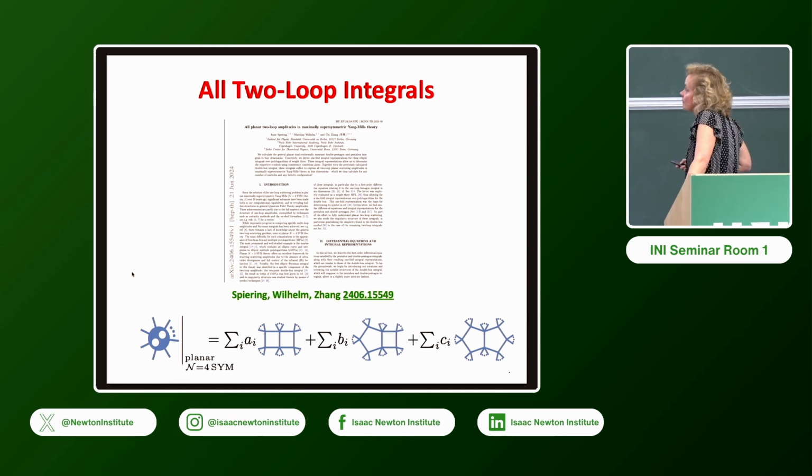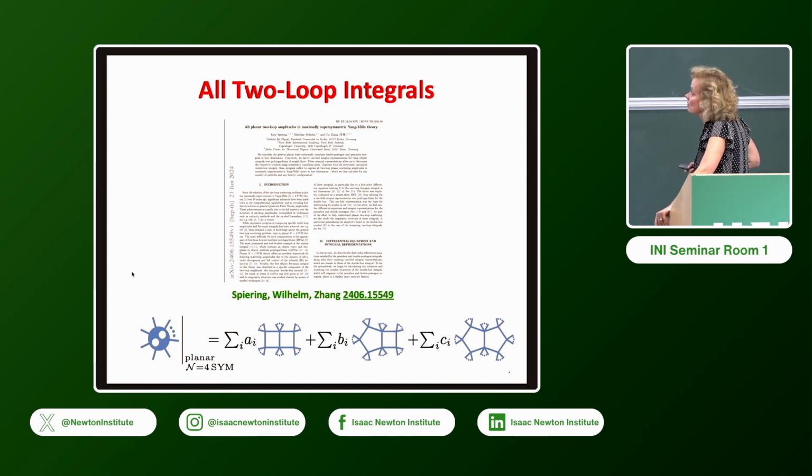And also I should mention, this didn't make it to my previous slide, very important progress has been made recently in June. So actually there is an addition to this slide, and I just want to highlight it, because this is from June. So it turns out that for planar N equals 4 Yang-Mills theory, the amplitude could be written as a sum of just 3 integrals, okay?